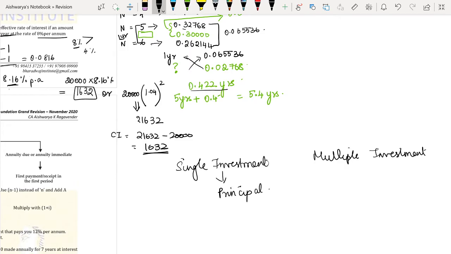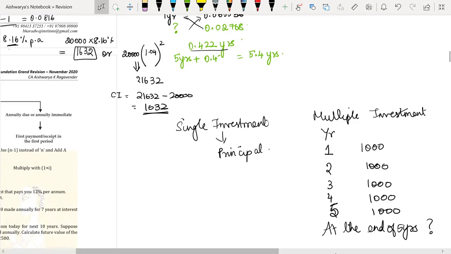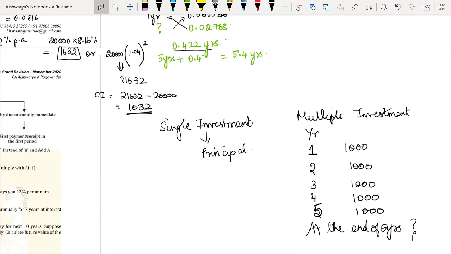You have year 1, year 2, year 3, year 4, year 5, let's say. Every year, let's say you're depositing 1,000, 1,000, 1,000, 1,000 and 1,000. It is like your recurring deposit in a bank. You're depositing so much every year. In that case, at the end of 5 years, what will be the closing amount in your bank? That is the question. So how do you calculate?